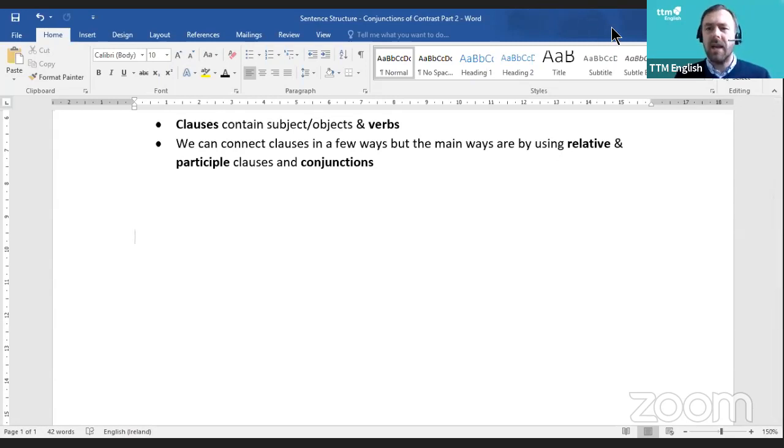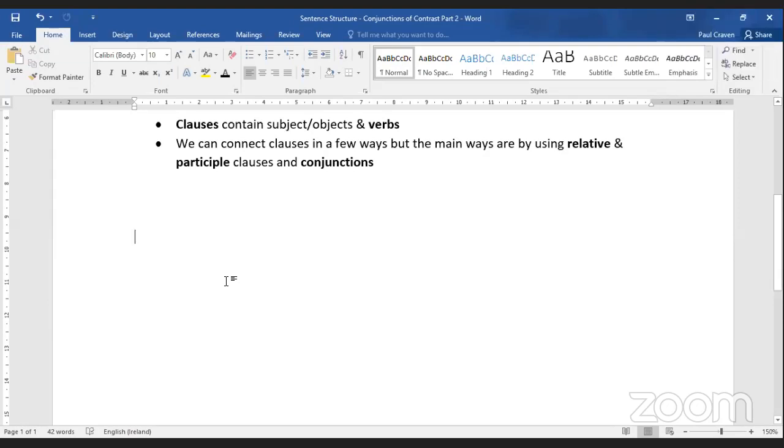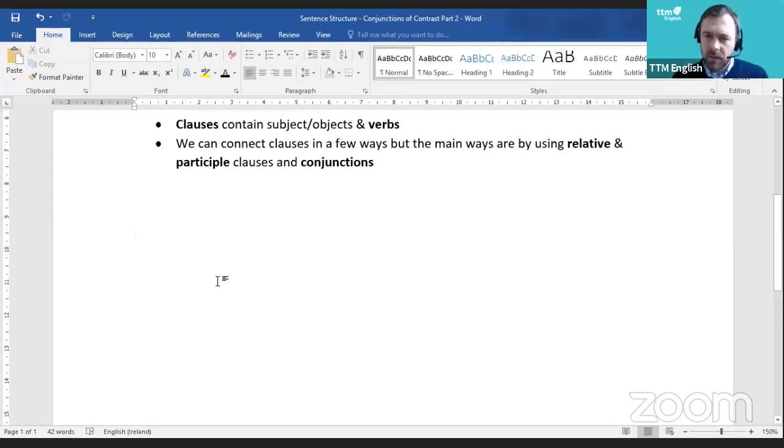So I'm going to ask Andrea, are you there? Yes. Hi, Andrea. So if you could define a relative clause, what do you think it would be? What would you say? A relative clause, what does it do?